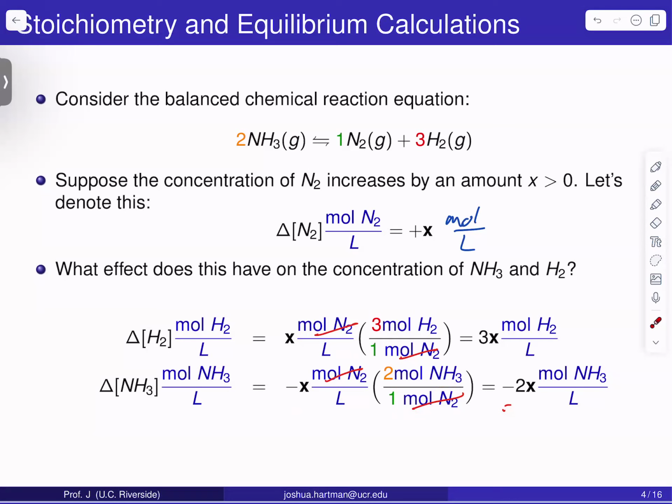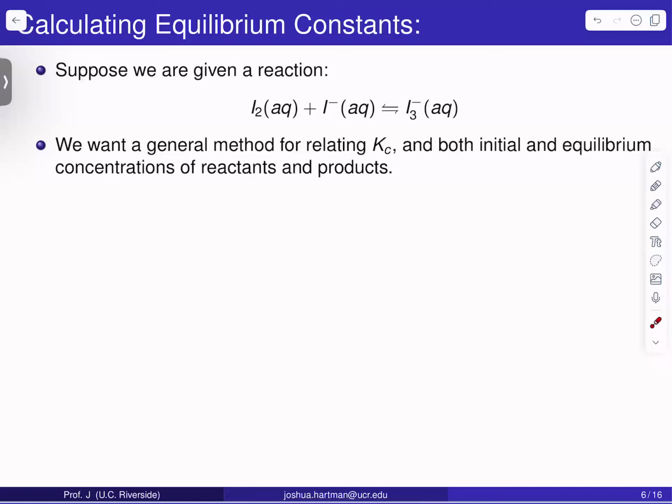Okay, so all of this is just reasoning going all the way back to your beginning chem lectures where you're working with balanced chemical reaction equations, all right? And so we're just tying these pieces together and saying, okay, what would happen if you change concentrations by a given amount in a given direction, all right? And so what's left for us to do is just one thing: suppose we're given some arbitrary reaction. We want some general method for relating Kc and both initial and equilibrium concentrations of reactants and products.